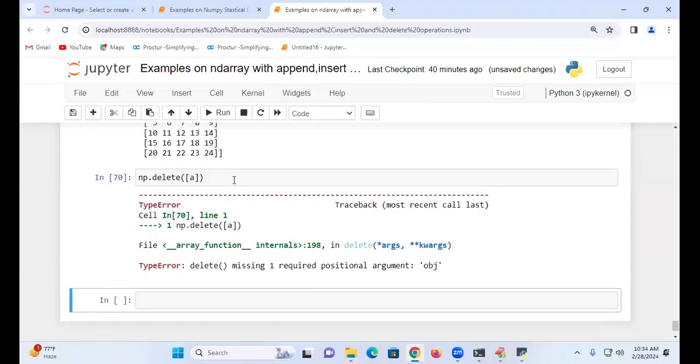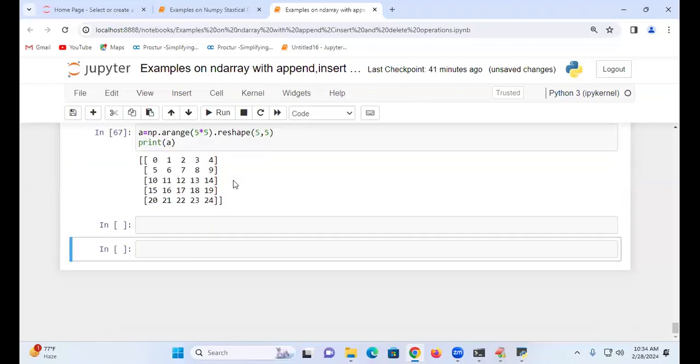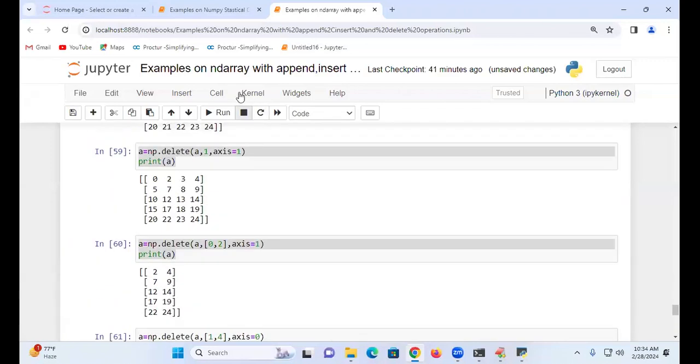Error is coming. So why do you want to take risk in the class? You practice it and try to do something. Think about it. Now let us follow. Next, this is about which operations you did: append, insert, delete.